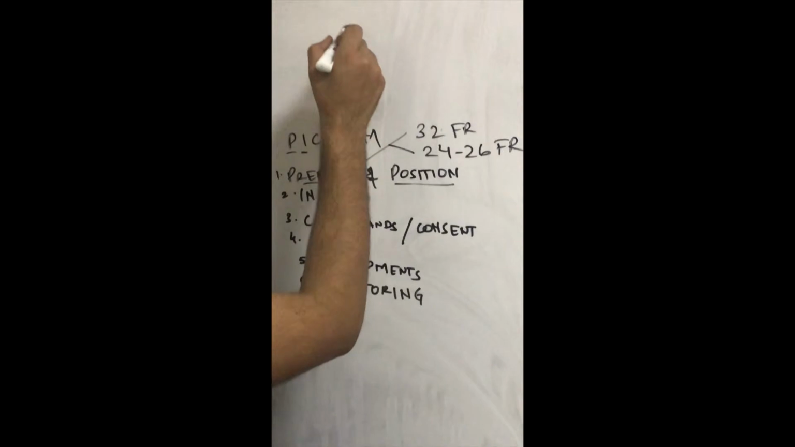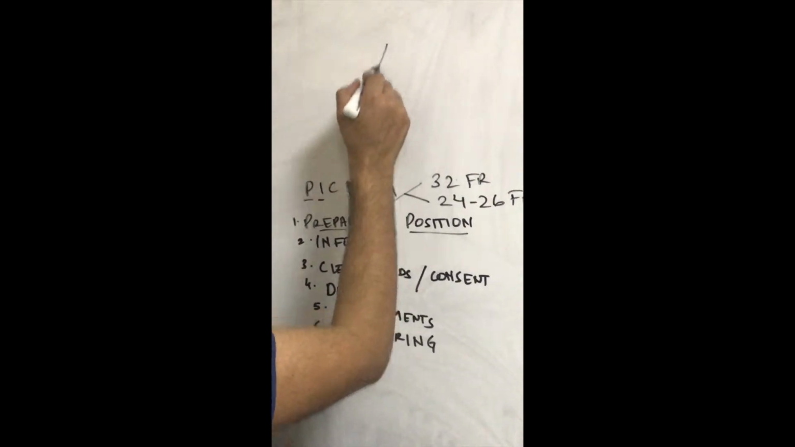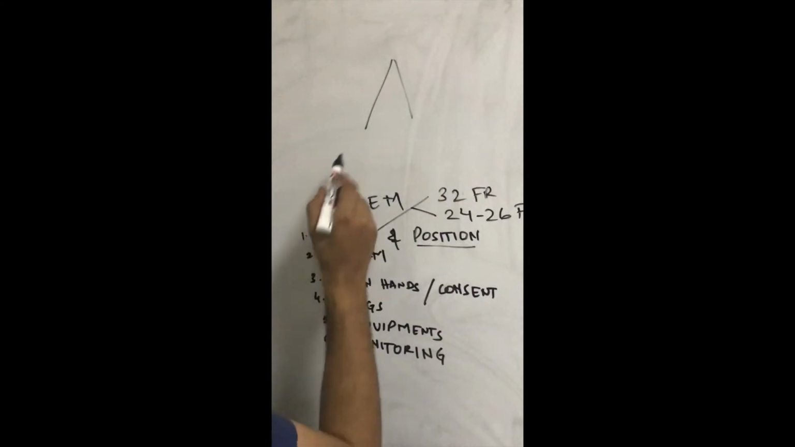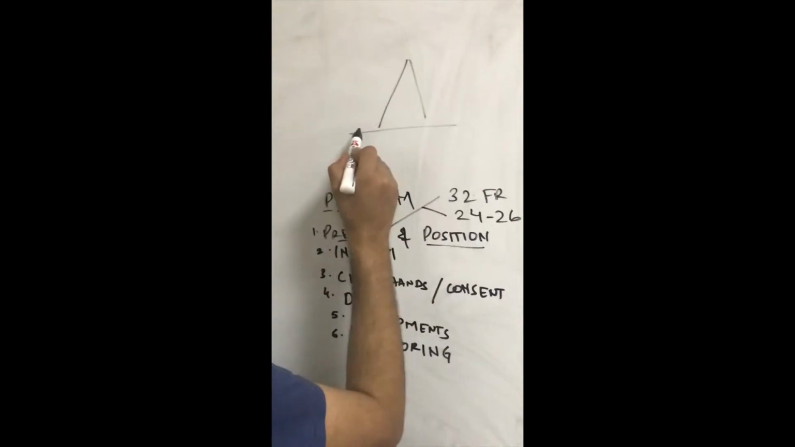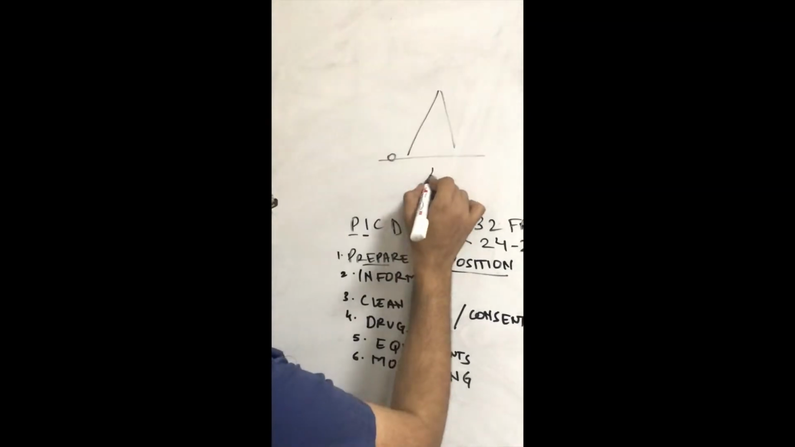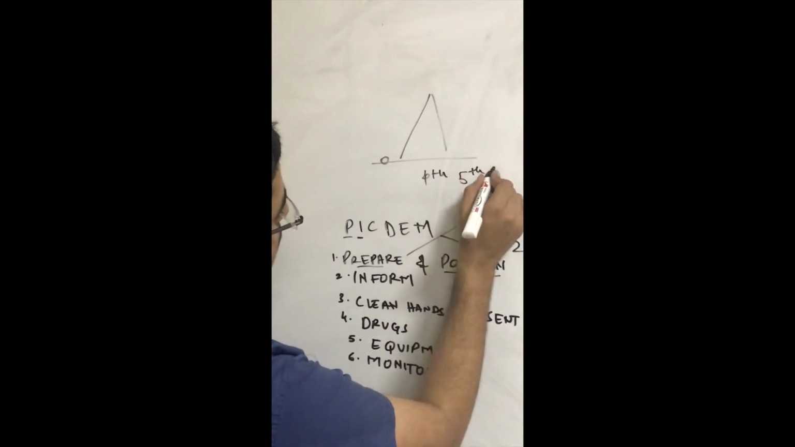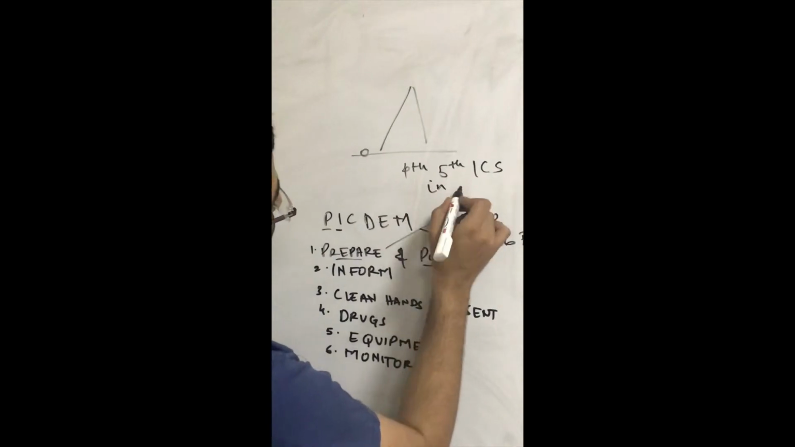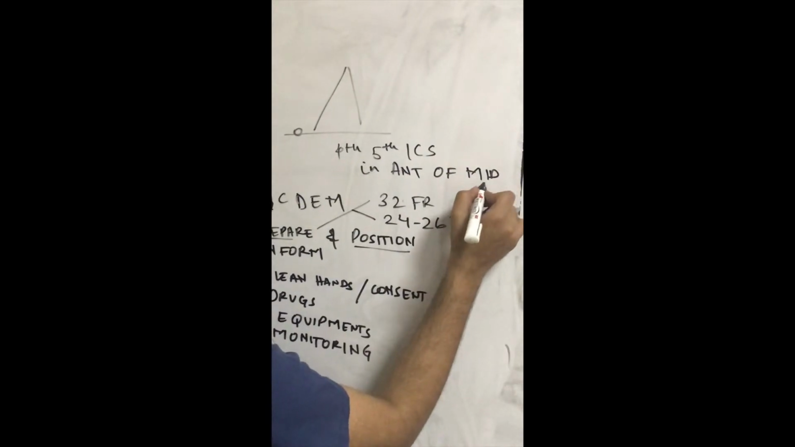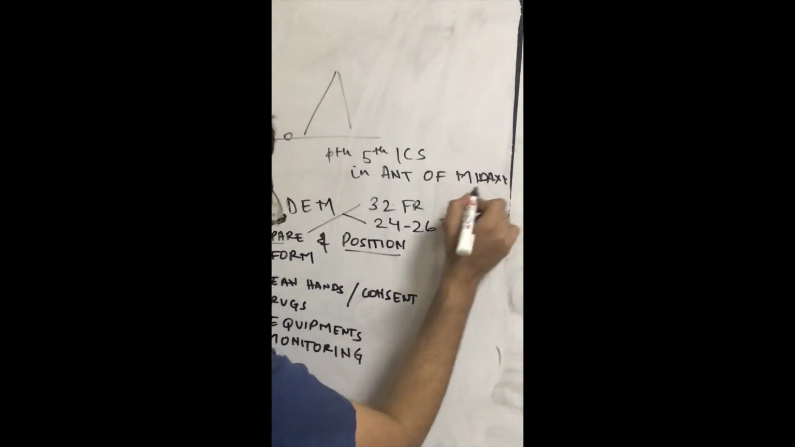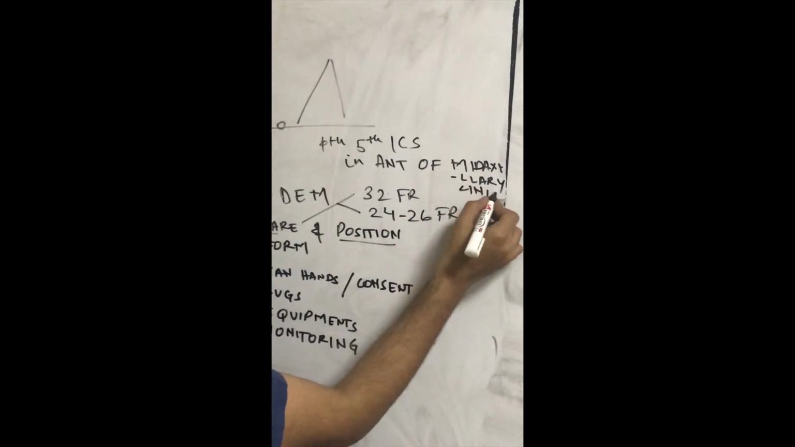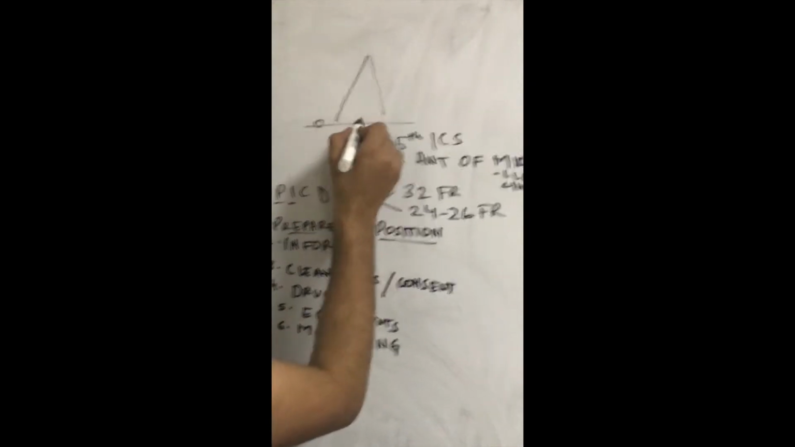So we put it in the triangle of safety, which is bordered anteriorly by the pectoralis major, posteriorly by the latissimus dorsi, and inferiorly by a line drawn through the nipple. The appropriate place to put a chest tube is in the 4th or 5th intercostal space in anterior part of mid-axillary line, in the triangle of safety.